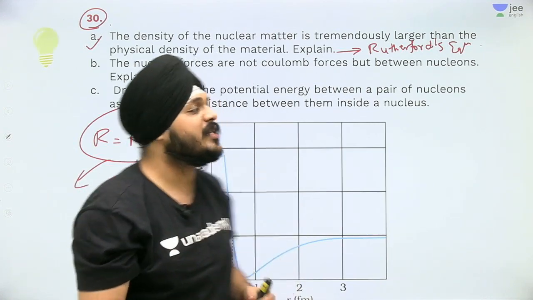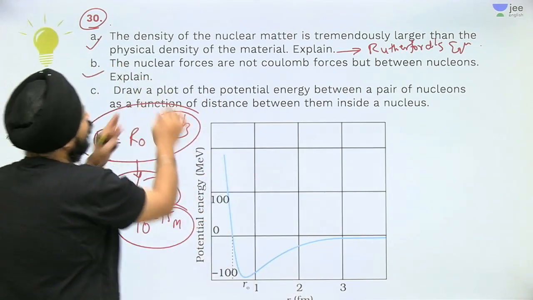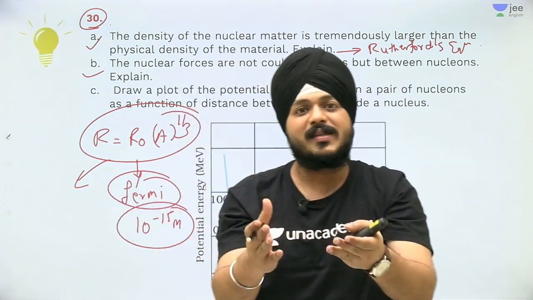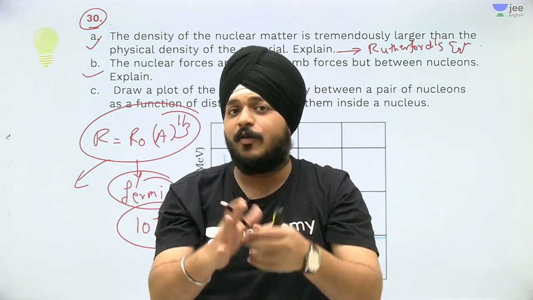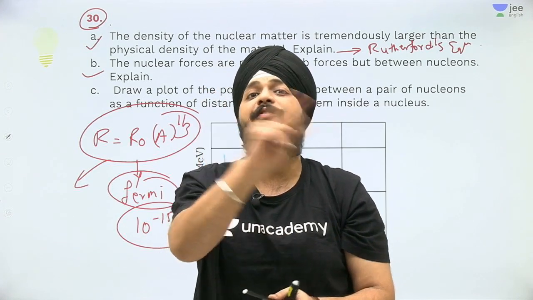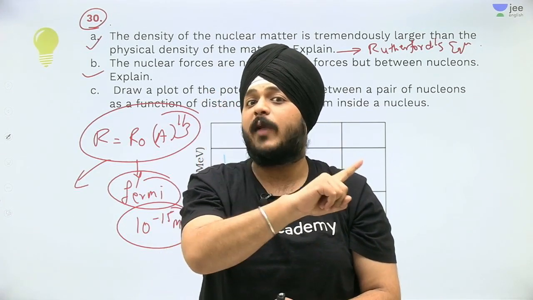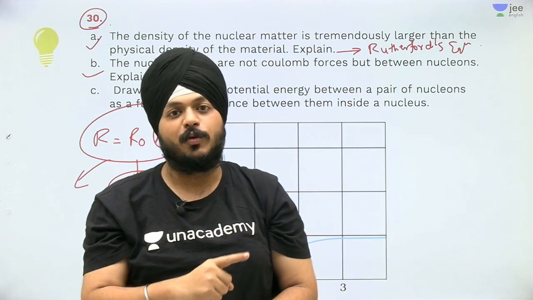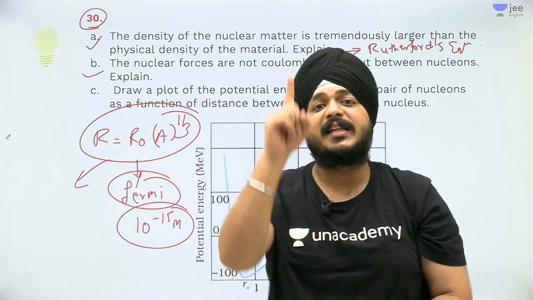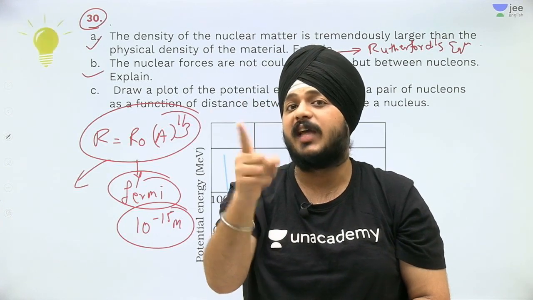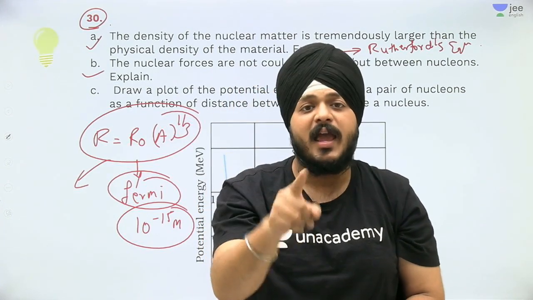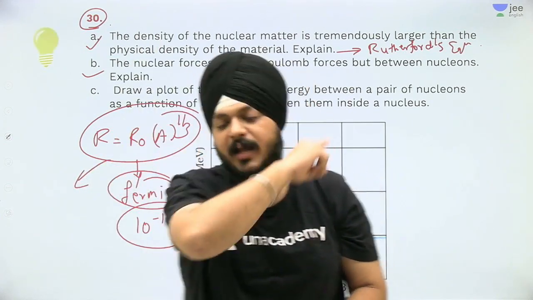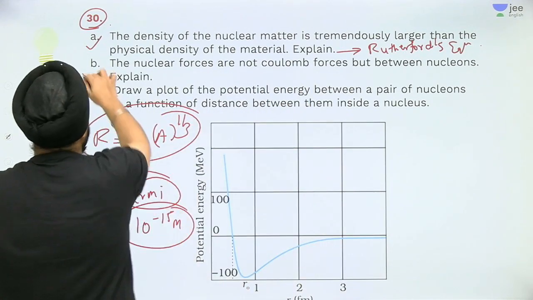Now moving forward to the next point, B. The nuclear forces are not Coulombian forces. Yes, exactly. Why? Because of the difference in range and because of the strength. The nuclear forces are the strongest fundamental forces because of their relative strength and their range. Okay guys, so the answer to the second question is also clear.